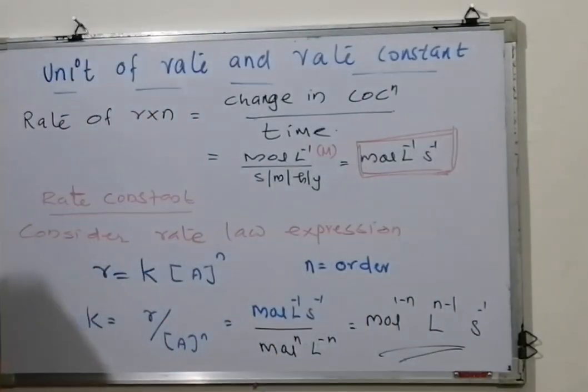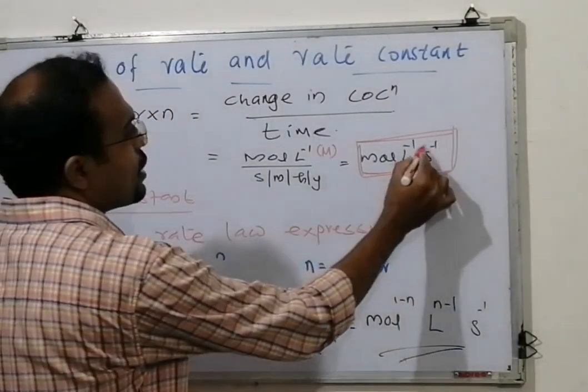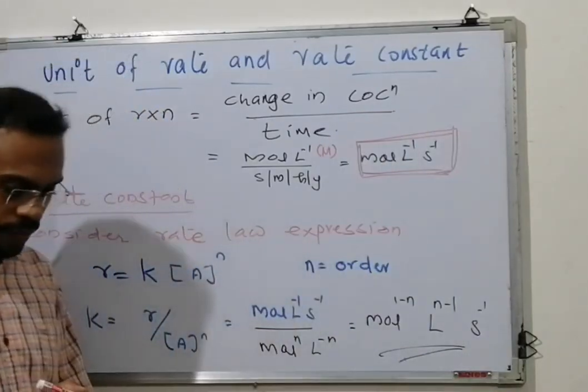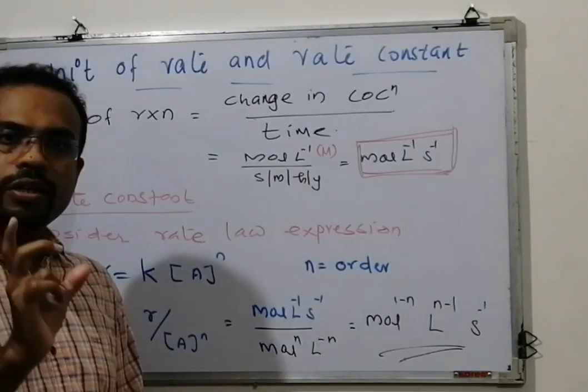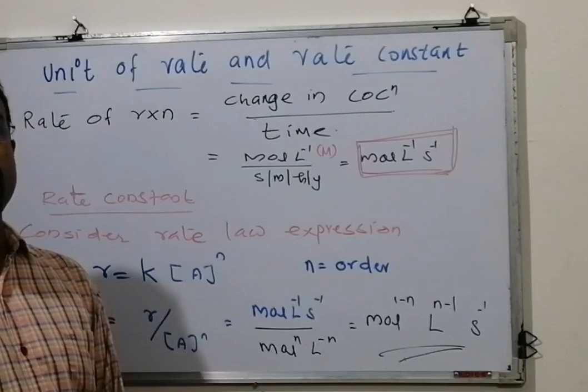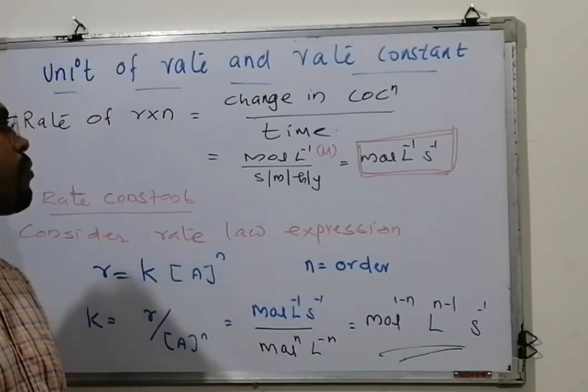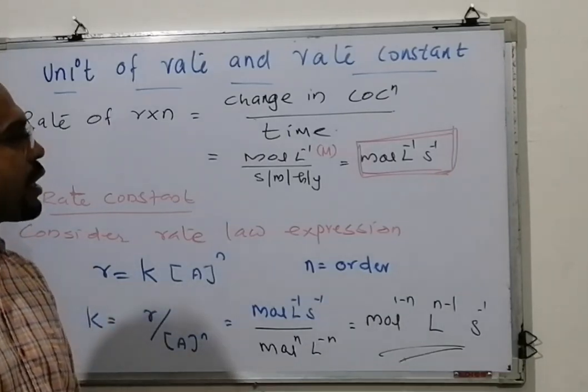The unit of rate of reaction is mole liter raised to minus 1, second raised to minus 1. We chemistry people generally use second raised to minus 1. Fine. Mole liter raised to minus 1, second raised to minus 1.